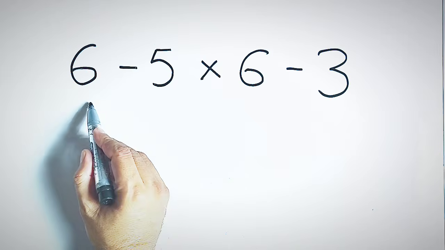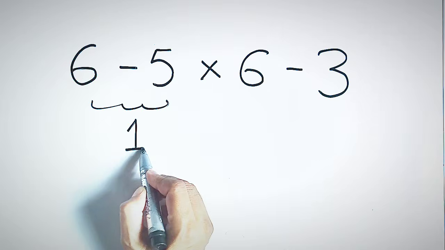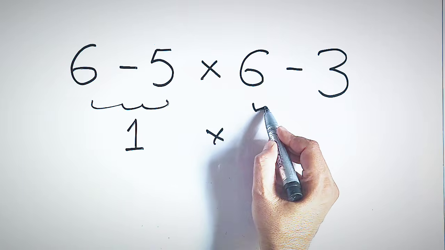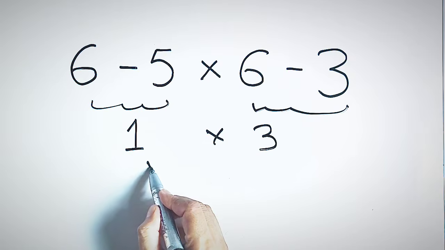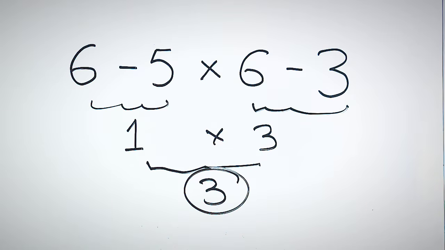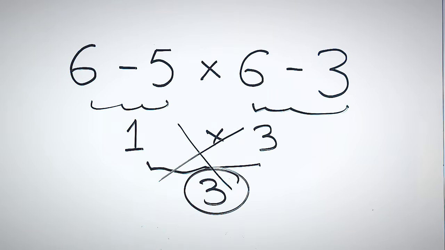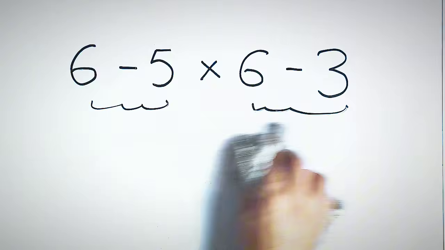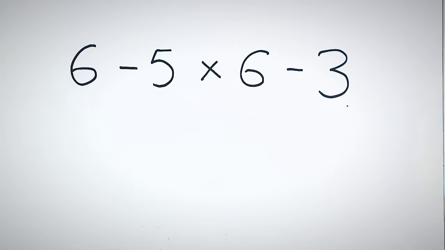Look at this question. It's 6 minus 5, which is 1. It's 6 minus 3, which is 3. We will get 3 as the answer. But 3 is not correct. If 3 is not correct, then what will be the correct solution for this math question?